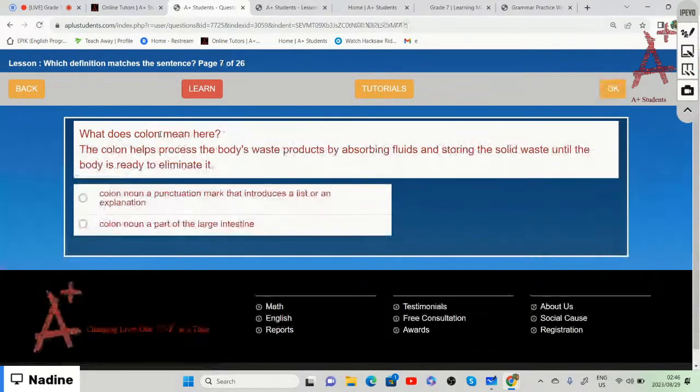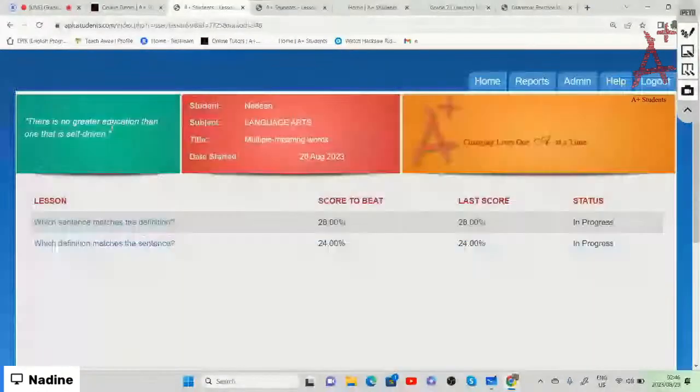All right, so that is our test. This is our chapter, multiple meaning words, and we went over the lessons of which sentence matches the definition, and which definition matches the sentence. And remember, with multiple meaning words, we have homonyms as well as homographs. Homonyms are words that are spelled the same and pronounced the same, but the meanings are different. Then we have homographs, which are spelled the same, but the pronunciation as well as the meanings of the words are different. That is why we call them multiple meaning words: you will find a word that is spelled the same, sometimes pronounced the same, but with different meanings.